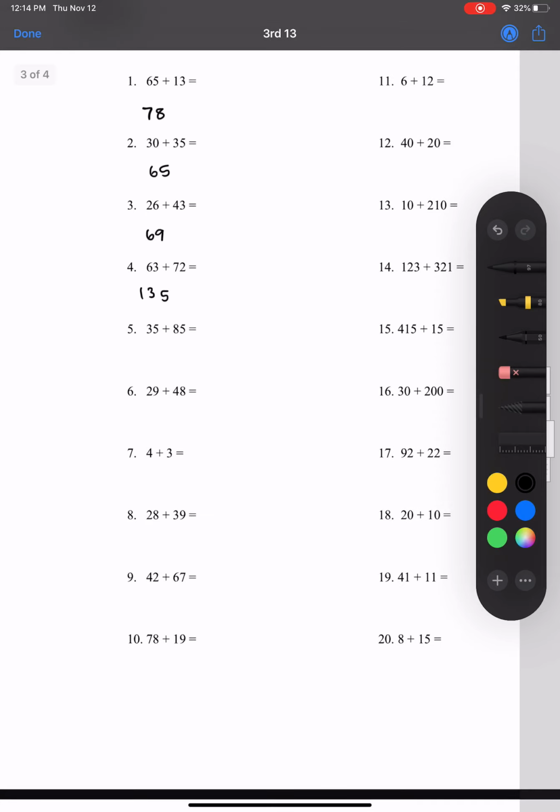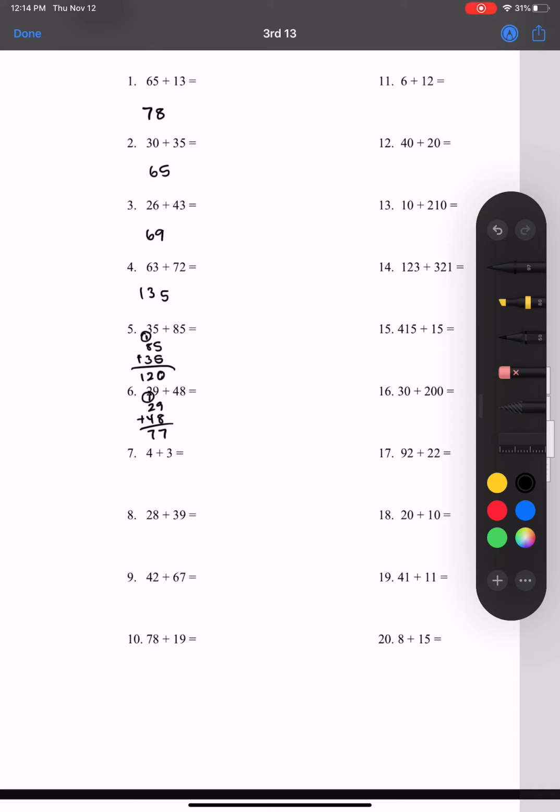Okay, so you would do this by adding. I'm used to long addition, so you would do 85 plus 35, and then 5 plus 5 is 10, so you put the 0 down here and transfer the 1 to the tens, and then 8 plus 3 is 11, plus the 1 that you transferred over makes it 12, so your answer would be 120. For number 6, 29 plus 48, 9 plus 8 is 17, you transfer the 1 over, 4 plus 2 is 6, plus the 1 that you transferred over makes it 7, so the answer would be 77.